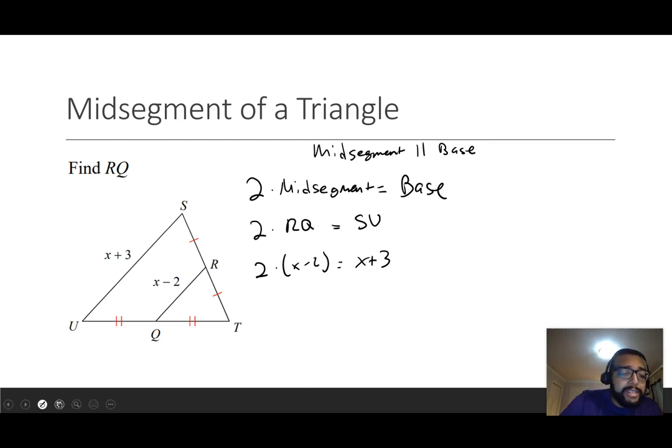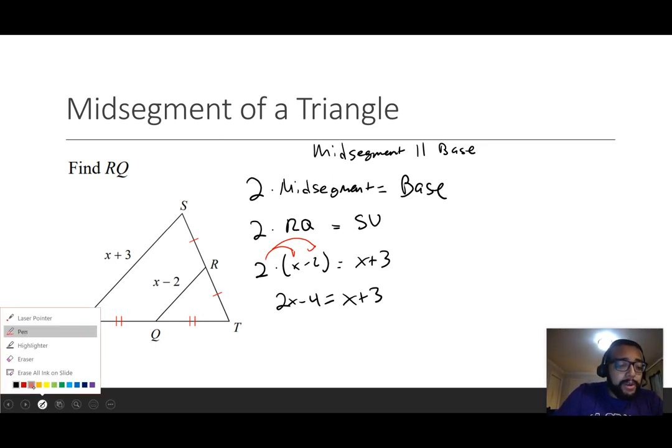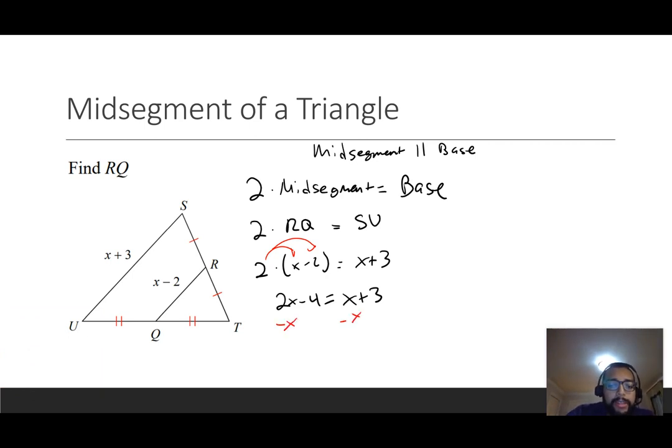Now this becomes just like a standard algebra question. I'll need to distribute the 2, so it'll be 2x minus 4. From here, my goal is to get x by itself. So everything with x needs to be on one side of the equation, and everything else on the other. So I'll move x to my left side, it doesn't really matter. To get the x by itself, we'll do the opposite operation, so we'll add 4 to both sides. So we get that x equals 7.